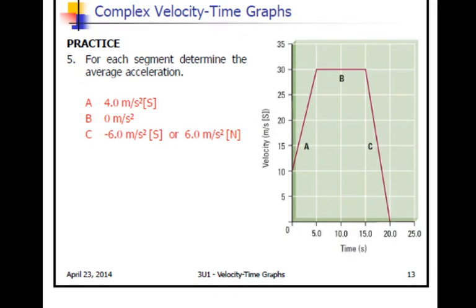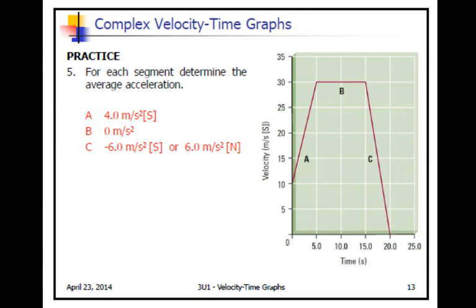So what's the average acceleration for each time segment? This is exactly like it was in the other graph, so I'm not going to show it again, but it is 4 meters per second squared south for segment A, 0 meters per second squared in segment B, negative 6 meters per second squared south, or the way I would prefer you write it, 6 meters per second squared north.